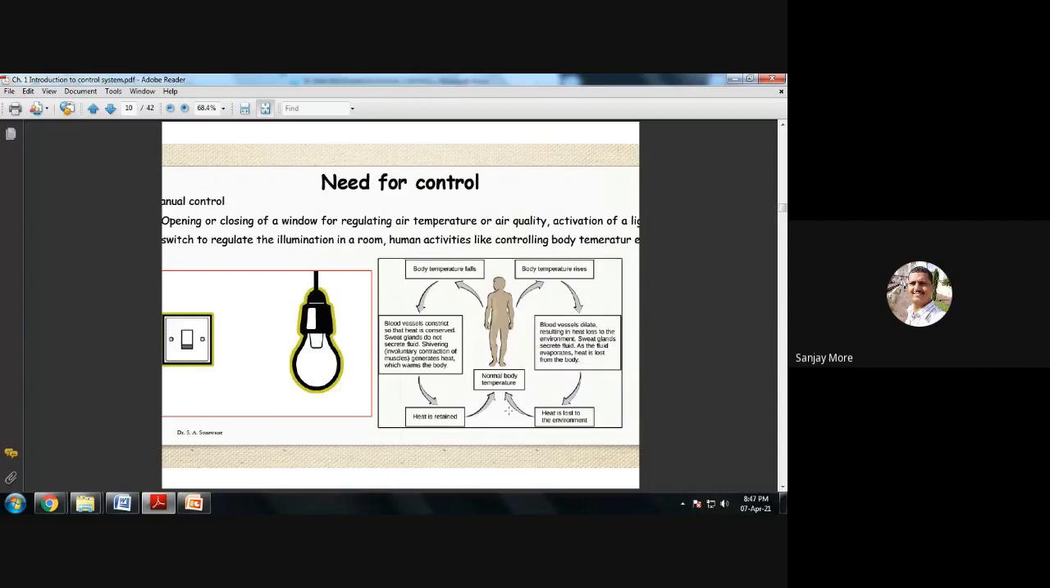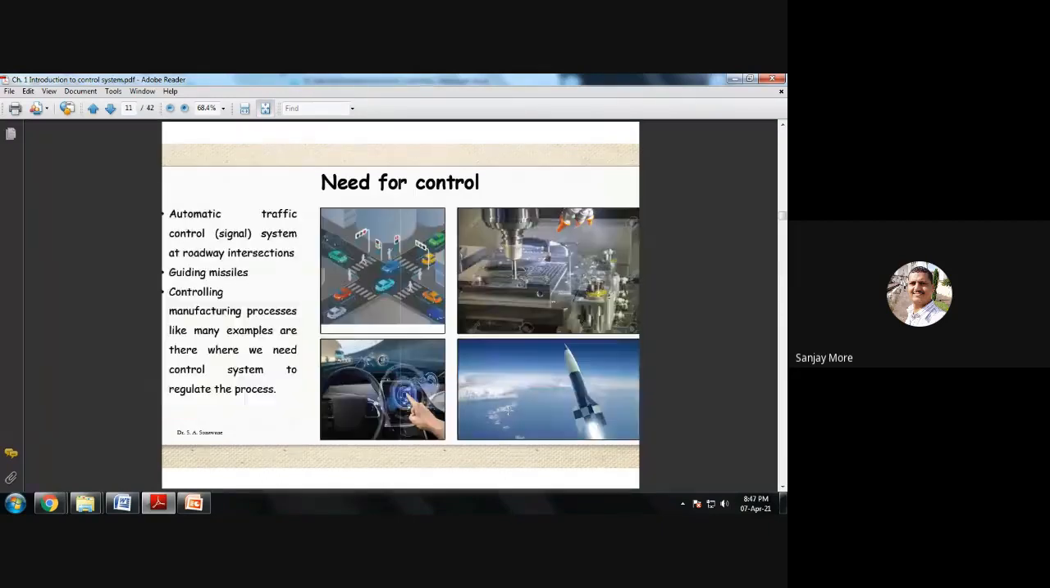This is manual control system, opening or closing the window, switching on or switching off the lights. And this diagram or this picture shows the automatic control system. See the automatic traffic control system. Here the first block diagram shows the automatic traffic control system.